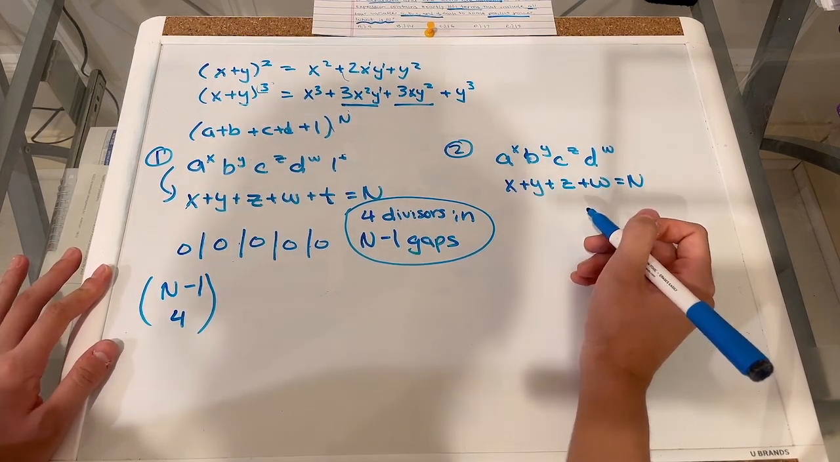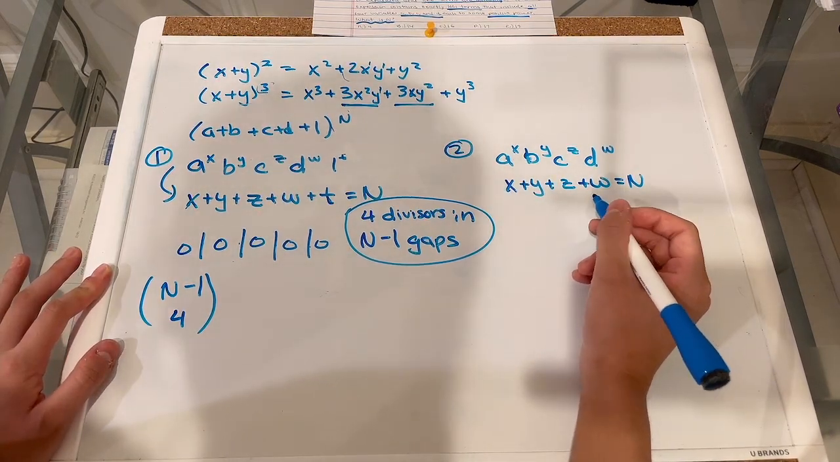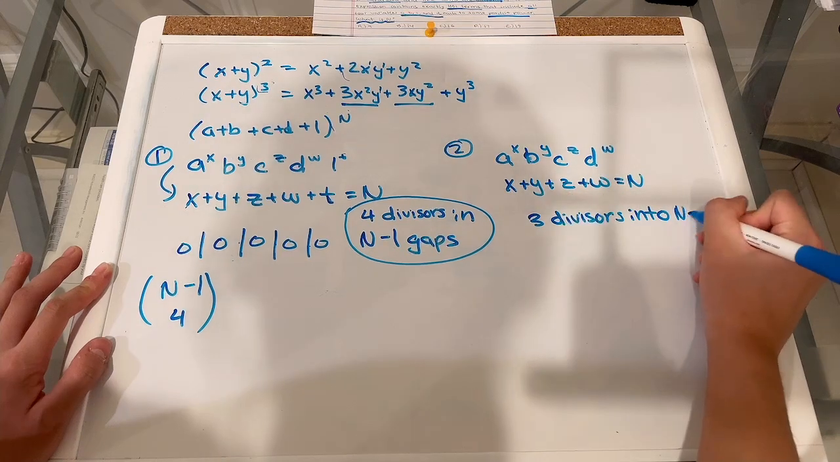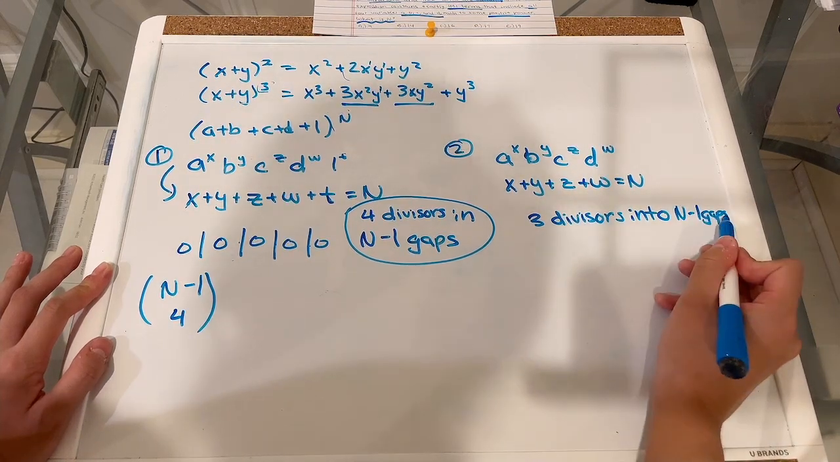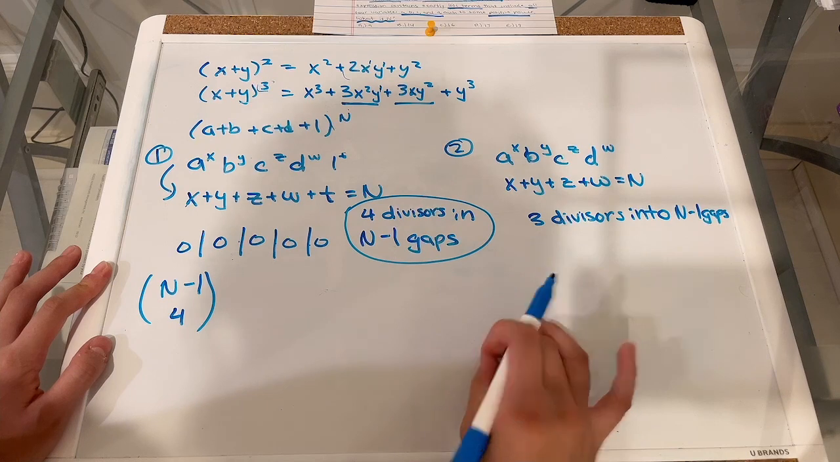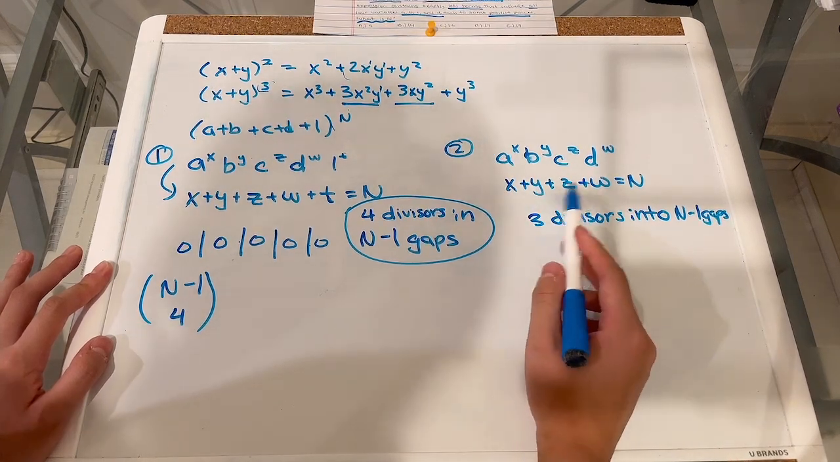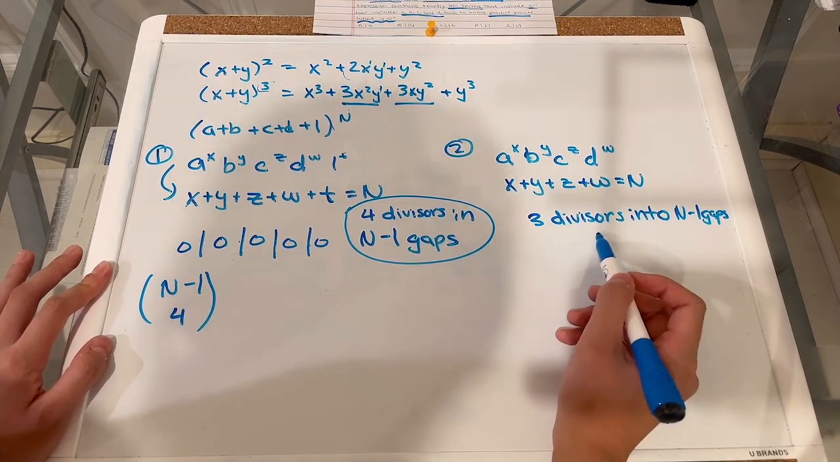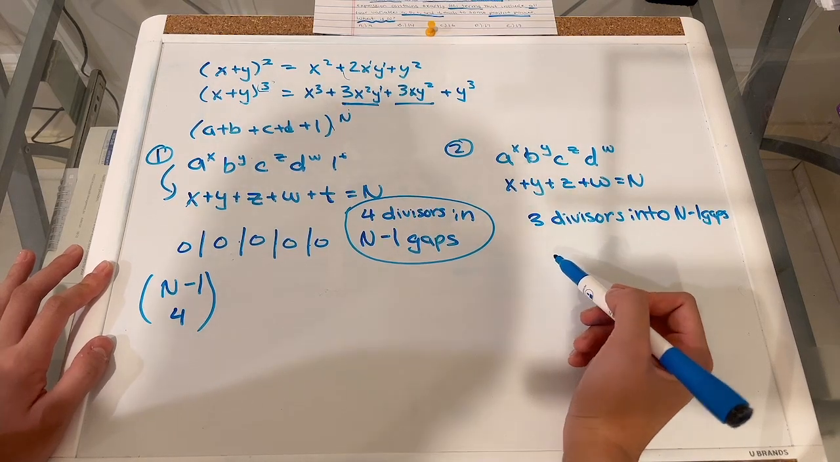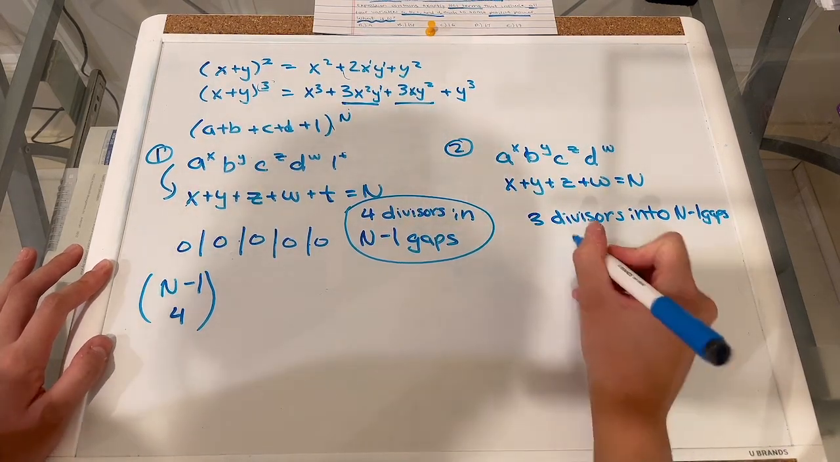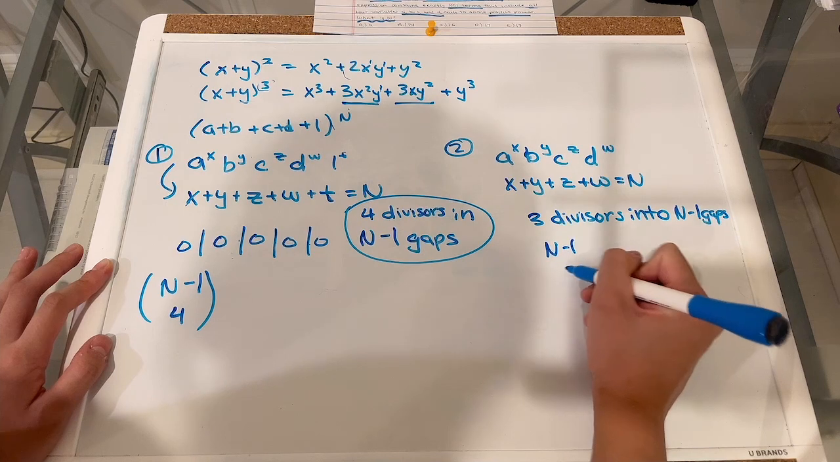And then for the second case, we are going to choose 3 divisors into n-1 gaps. Remember, n-1 gaps is to ensure there is at least 1 ball in each gap. And since there are 4 variables, there would be 3 divisors, so there can be at least 1 for each. And then the count of that would be n-1 choose 3.